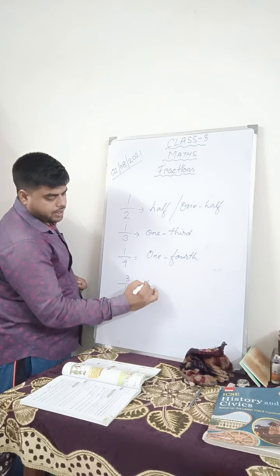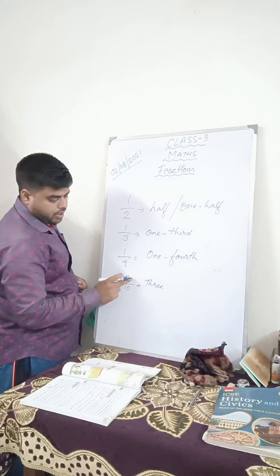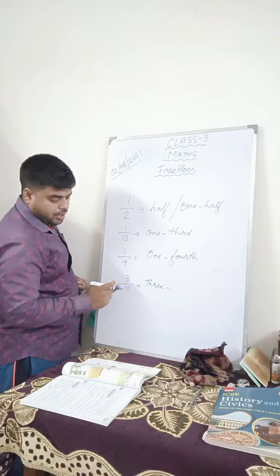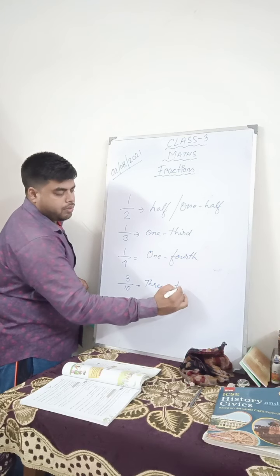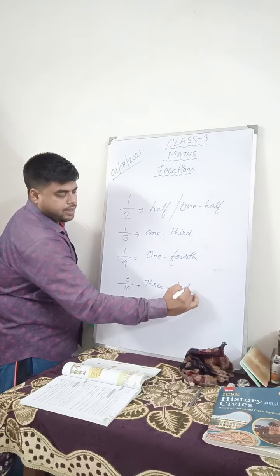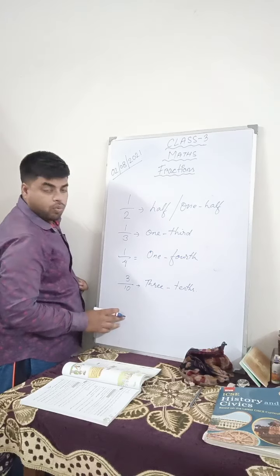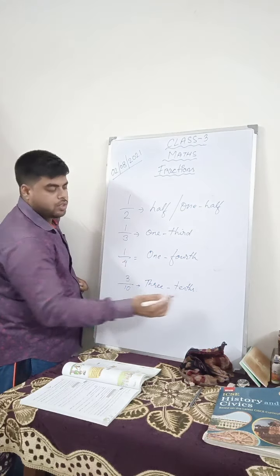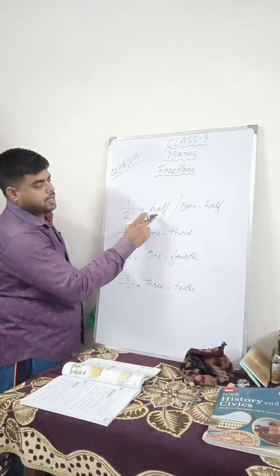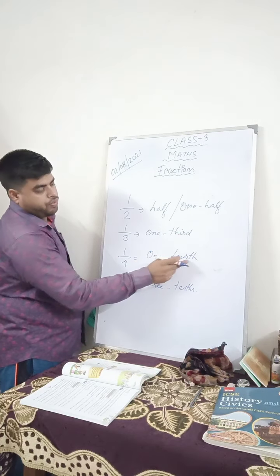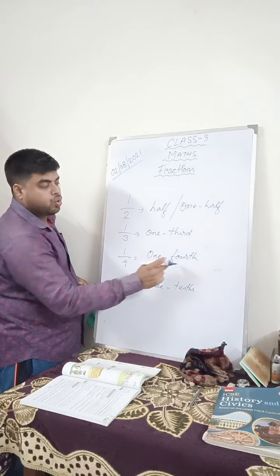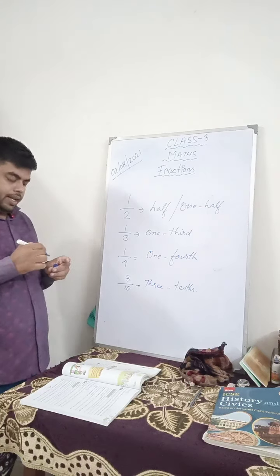We write 3, the numerator, then a hyphen, and then for 10 we don't write 10 but tenths, with the ending T-H-S. Why tenths? Because this numerator is more than 1, that means plural, so you have to add S. In this case you see 1/3, no S, 1/4, no S. Suppose this were 2, then for 2/4 we would have written S.